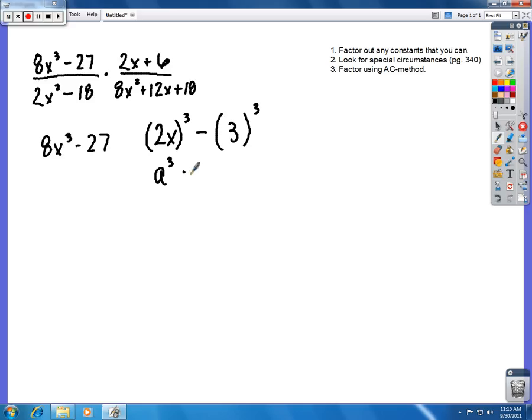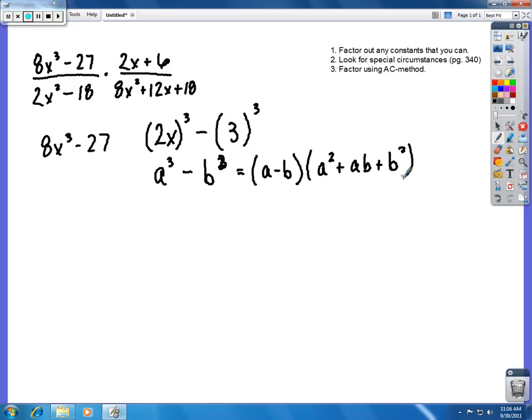Now note, your book uses x's and y's, which I'm not a big fan of because this problem has x's in it, so I think that's a little more confusing. So I'm going to write it in this form. Oops, that should be a 3. So a cubed minus b cubed equals a minus b times a squared plus ab plus b squared.